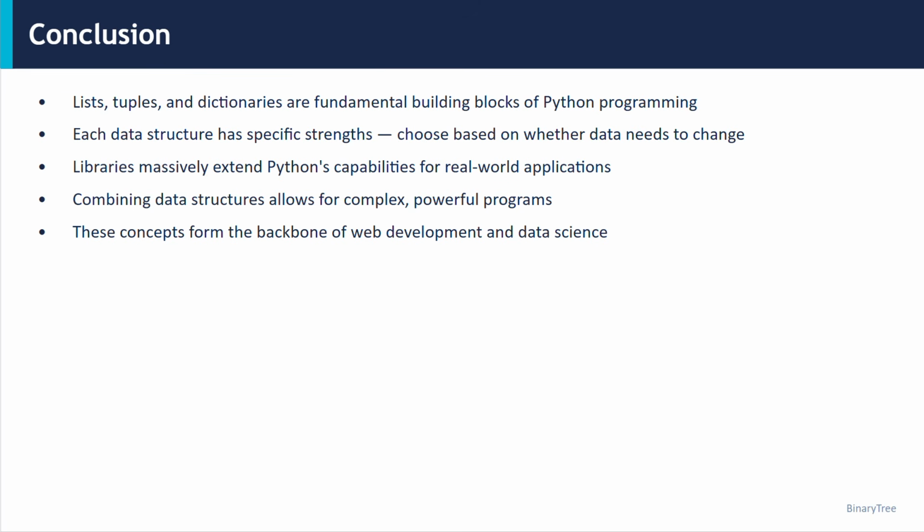So to wrap everything up, lists, tuples, and dictionaries are fundamental building blocks of Python. Each has a specific strength, and you choose based on one main question: does the data need to change? Libraries then can massively extend what you can build. Combining structures lets you create complex, powerful programs. These exact concepts form the backbone of both web development and data science. So you've just learned tools that professionals use every single day.